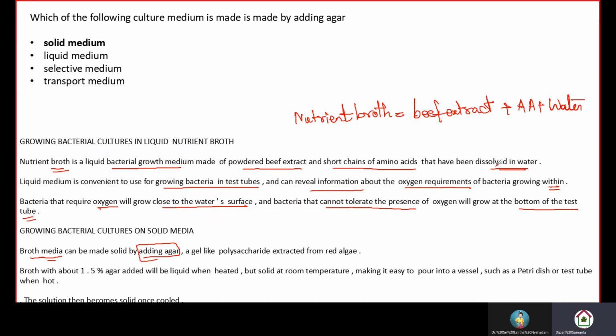Liquid medium is convenient to use for growing bacteria in test tubes, and can reveal information about the oxygen requirement of the bacteria. So liquid medium can be used for identifying aerobic and anaerobic bacteria. Those that are aerobic will grow near the water surface. Those that are anaerobic will grow at the bottom of the test tube.